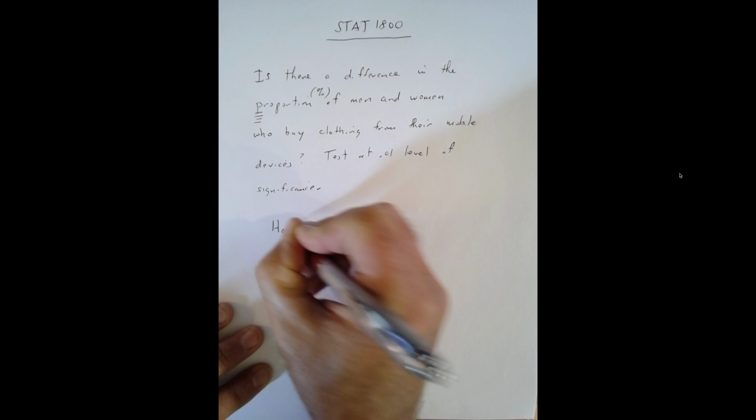So the first thing I'd want to do is set up my null hypothesis. I would say that the proportion for males is the proportion for females, and the alternative would be the proportion for males is not equal to the proportion for females. Tested at 0.01. I'm going to mix it up a little bit just so you guys see a different type of problem. And we go for it.